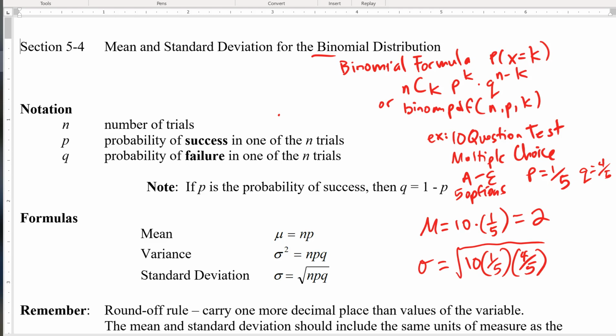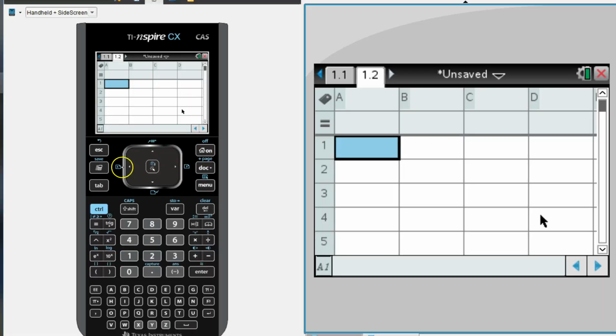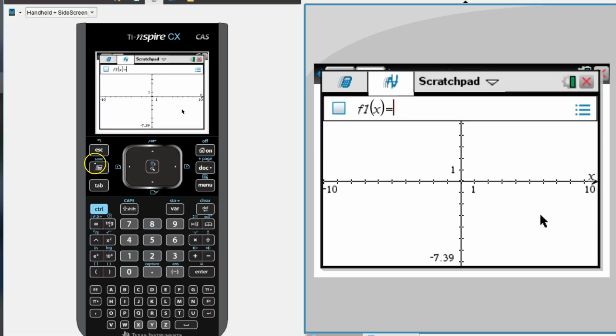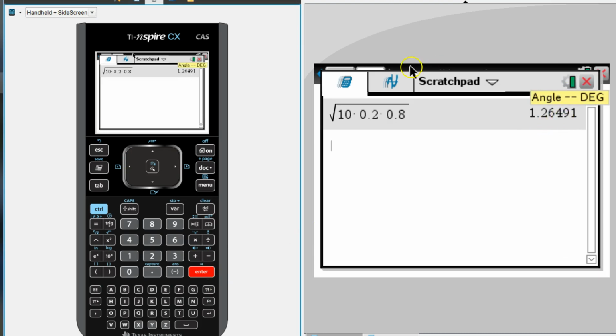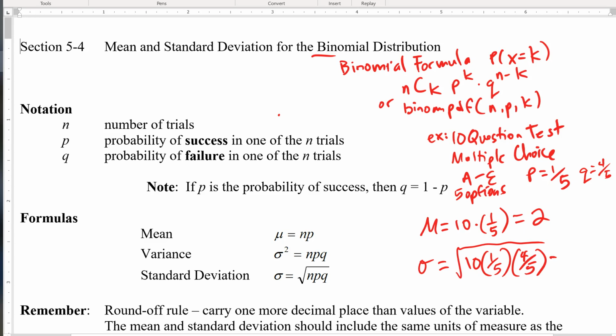So what I'm going to do is go ahead and run this real quick in the calculator. Do about the square root of 10 times 1/5, which would be 0.2, times 4/5, which would be 0.8. And so we have 1.26491. This is just using a formula to get these.